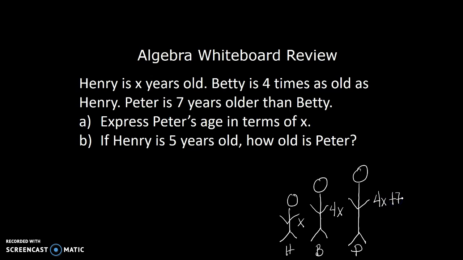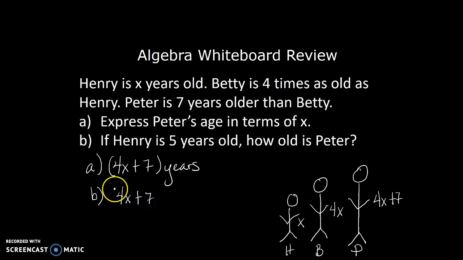Did you see how easy that was once we started drawing pictures? And it was kind of a lot of information to try to pick apart in the word problem. So letter A, it says, express Peter's age in terms of X. Peter's age is 4X plus 7 years. Then it says, if Henry is 5 years old, how old is Peter? So now we're just going to substitute. So we've got 4X plus 7.